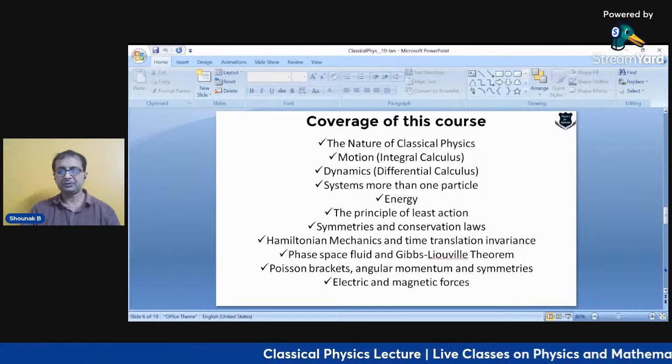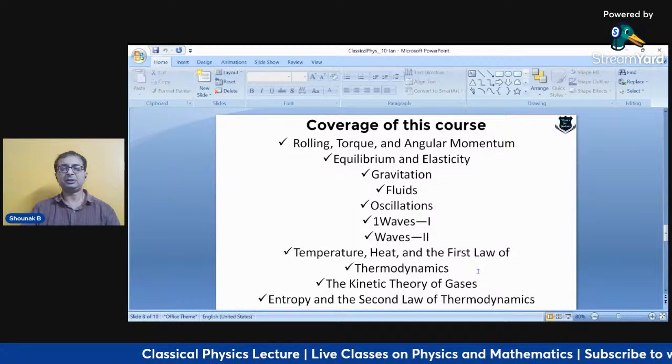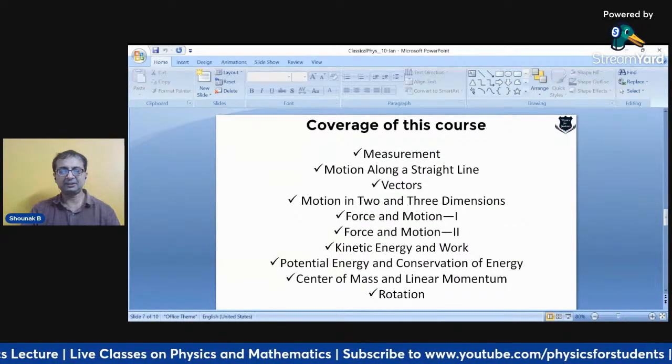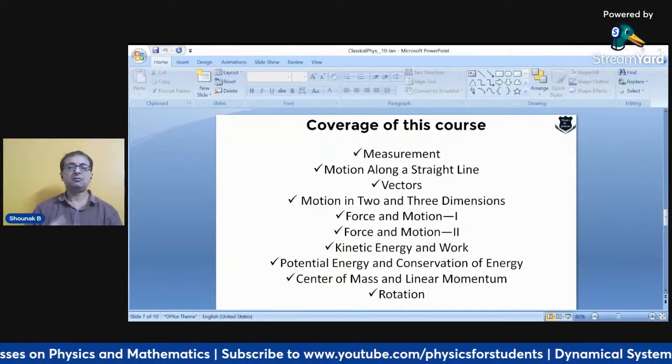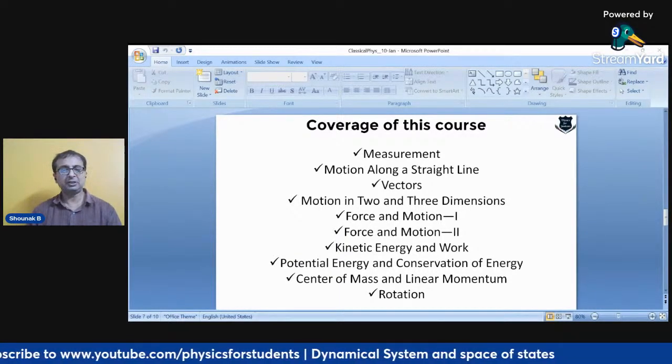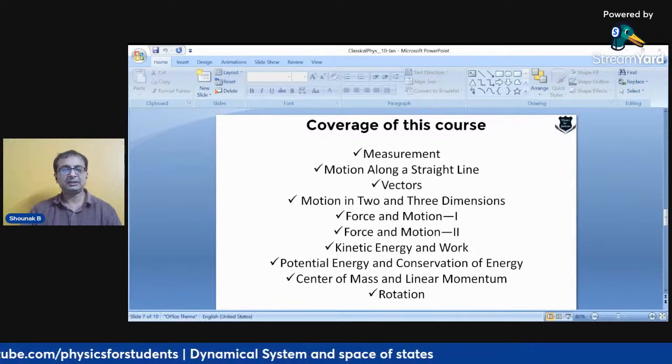Let me show you. I'm going to cover first measurements, motion along a straight line. Then vectors, motion in 3 dimensions, force and motion divided into 2 parts, kinetic energy and work, potential energy and conservation of energy, center of mass and linear momentum, and rotation.